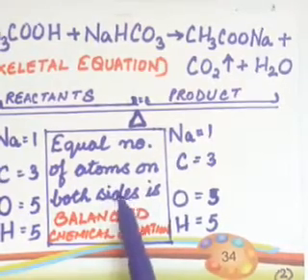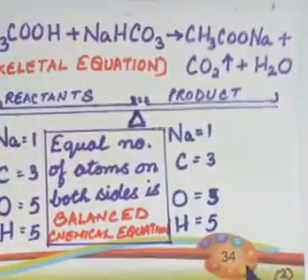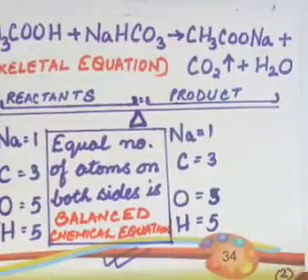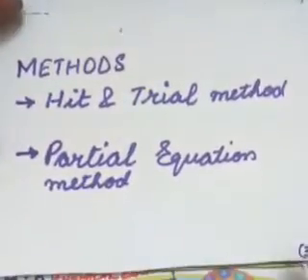So if the number of atoms are equal on both the sides, we will say that the equation is balanced. Okay, so I hope you understand this balancing part here. Let us talk more about how to balance a chemical equation.